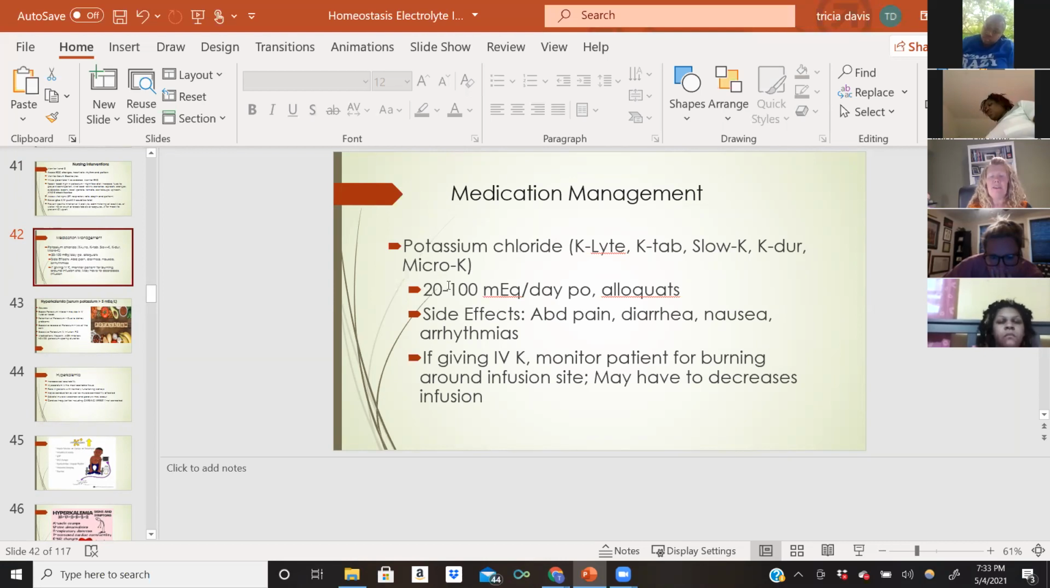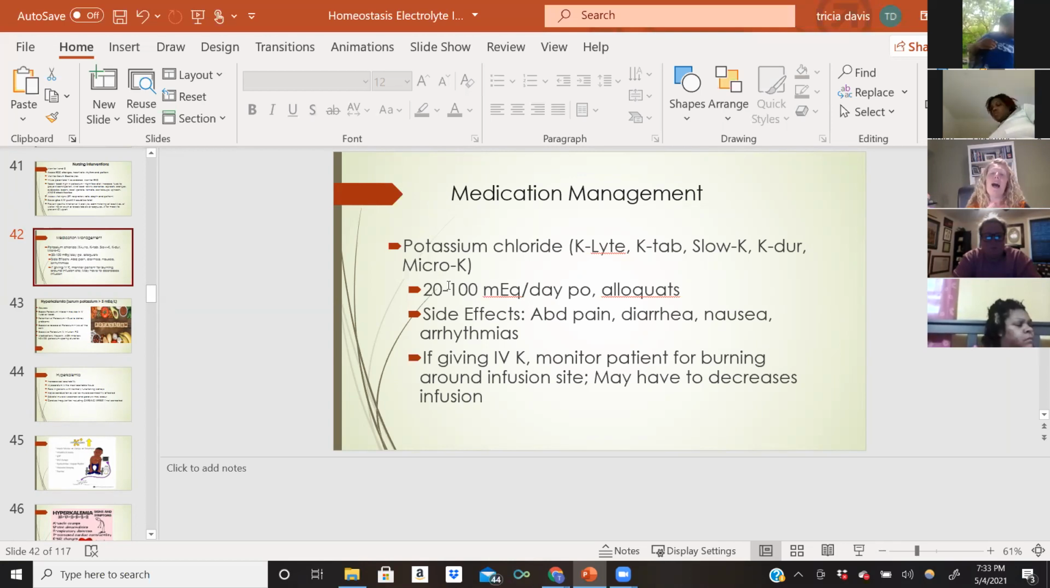We can give the medication IV, but it does cause burning around the infusion site. I've never had a patient that I've given potassium to where it has not burned the arm. It's very, very hard on the veins. So sometimes, if it's ordered for 100 mLs per hour, you might have to decrease it.